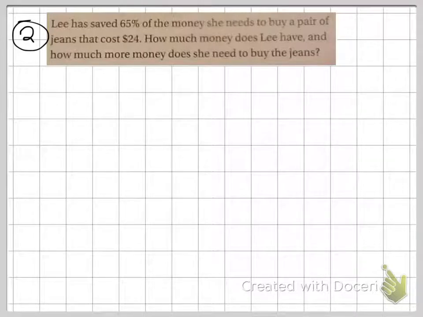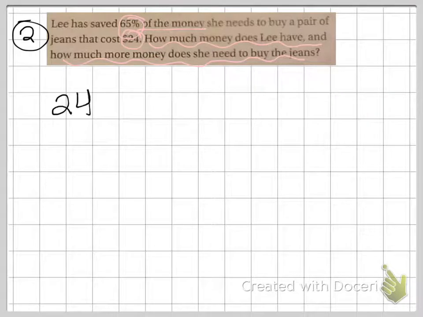All right, so we have, she saved 65% of $24. How much is that, and how much more does she need to save up or earn in order to buy those $24 jeans? So again, I'm going to use decimals to figure out what 65% of 24 is.